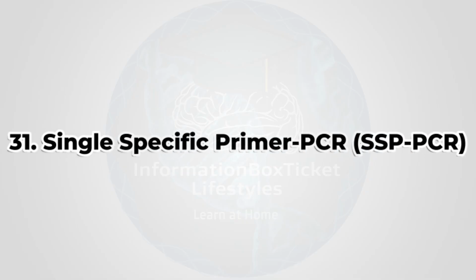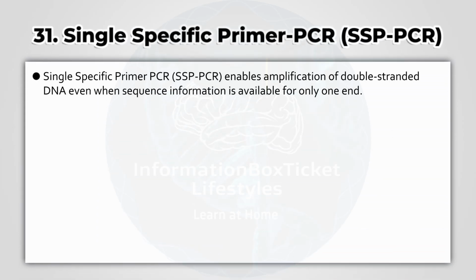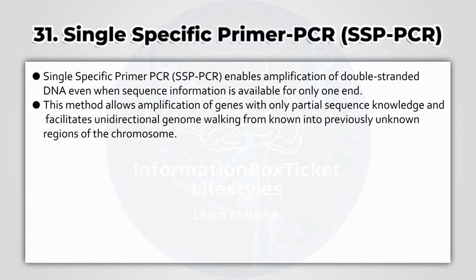31. Single-specific primer PCR, SSP-PCR. Single-specific primer PCR, SSP-PCR, enables amplification of double-stranded DNA even when sequence information is available for only one end. This method allows amplification of genes with only partial sequence knowledge and facilitates unidirectional genome walking from known into previously unknown regions of the chromosome.